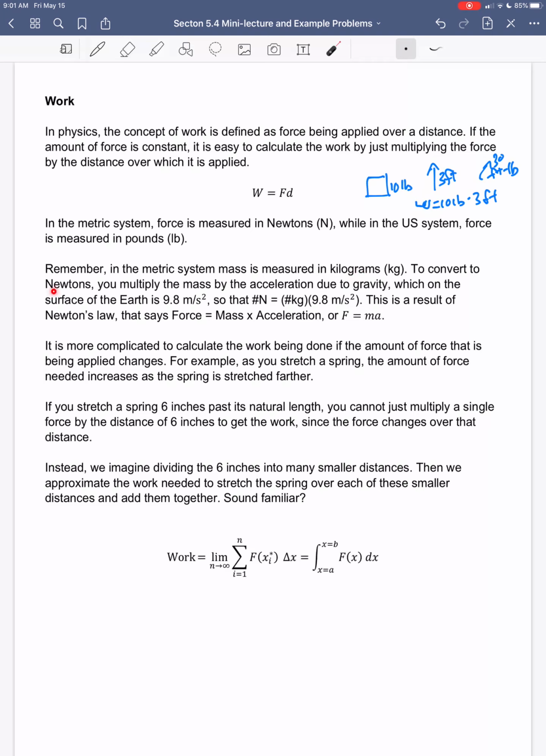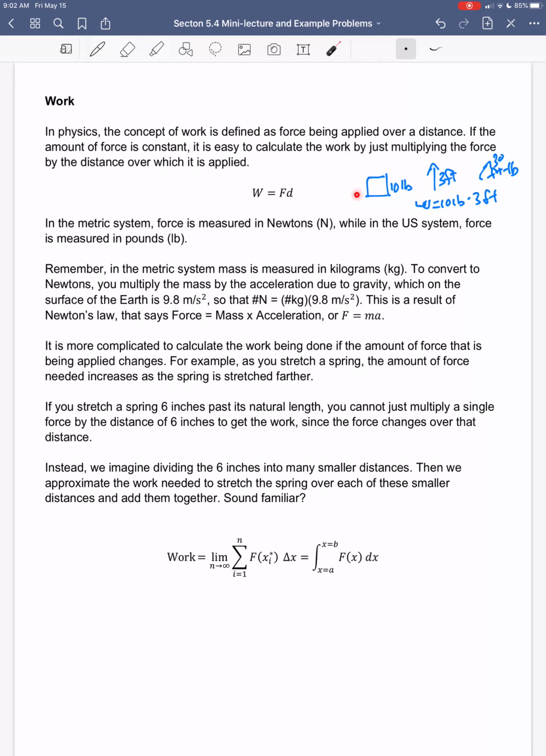To convert to newtons, to get a force, you would need to multiply the mass by the acceleration due to gravity, which on the surface of the Earth is 9.8 meters per second squared. So the number of newtons is the number of kilograms times 9.8 meters per second squared. This is a result of Newton's law that says force equals mass times acceleration.